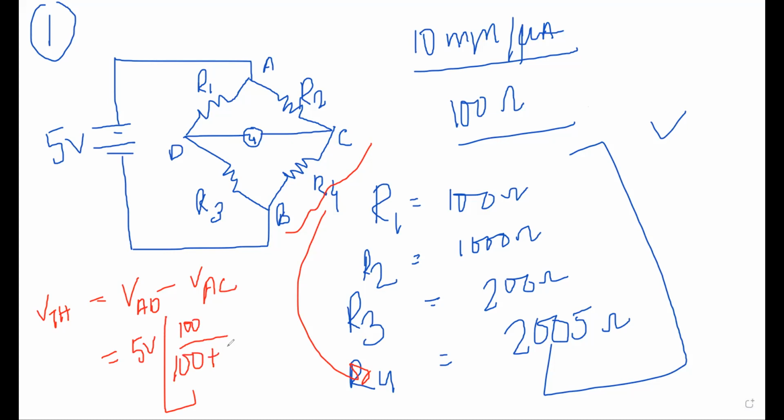Okay, like this, you will also find out VAC. So tell me what is the value of VAC? It will be R2 upon what? R2 plus R4. Okay, so take the values and tell me the result. Tell me the result. Done the calculation part.